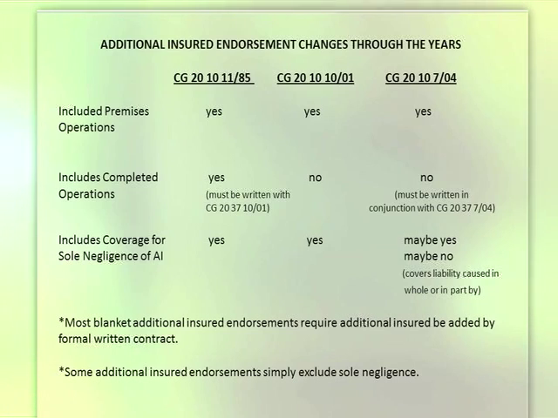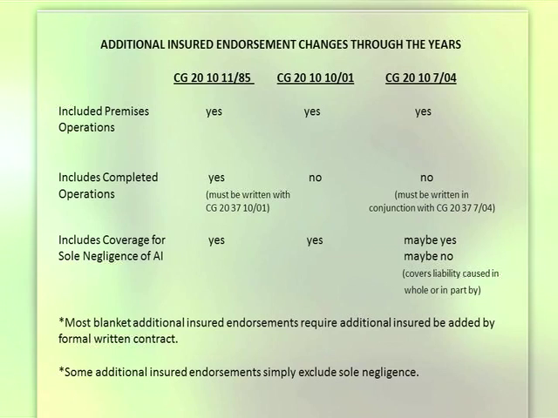The newest endorsement out is the CG 2010-704 endorsement. It includes premises operations. It does not include products and completed operations. That has to be written on the 2037. And this time, it may be not, and Andy's going to be the one to answer that. I don't believe that it provides coverage for the sole negligence of the additional insured, and typically that's what the contract that you're getting from the owner is requiring.